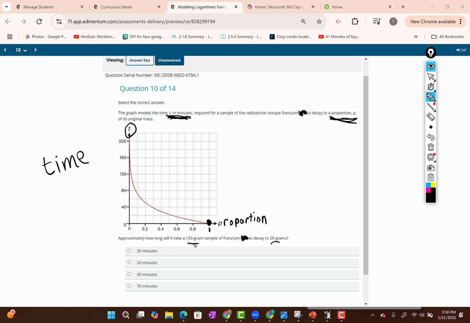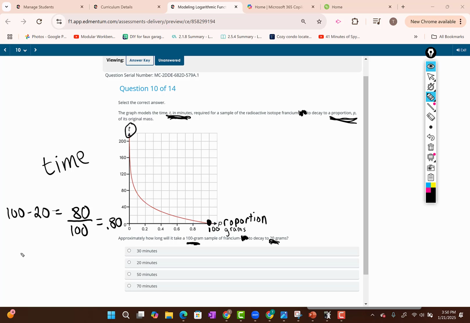Approximately how long will it take a 100-gram sample? So that means we're starting here with 100 grams. And we're decaying to 20 grams. So we've gone from 100 to 20. You can do that math in your head. But we've decayed by 80. And 80 over 100, we've decayed by 80%, or by 0.80.